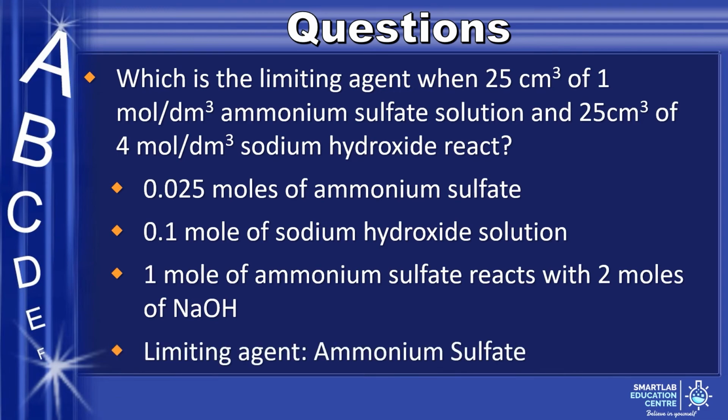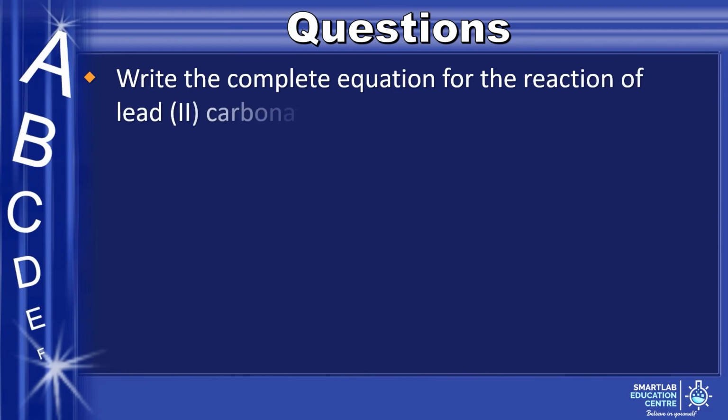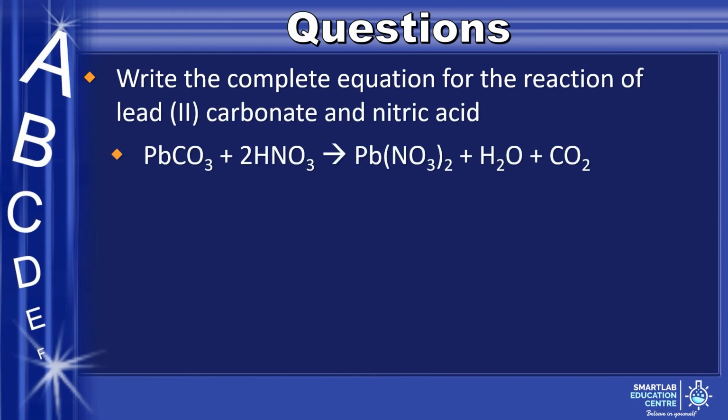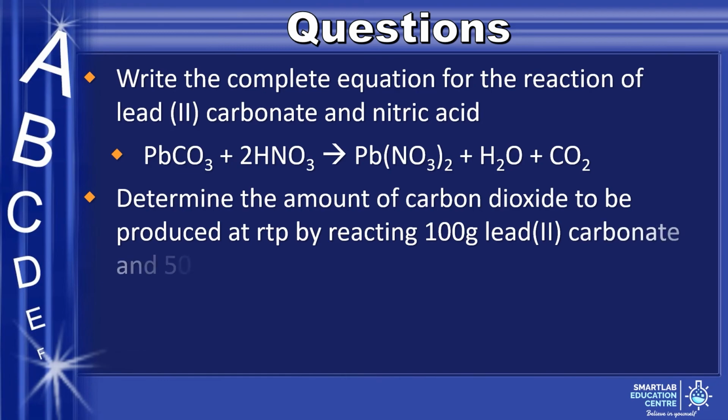First, write the complete equation for the reaction of lead carbonate and nitric acid. The answer is as follows. With this equation, determine the amount of carbon dioxide to be produced at RTP by reacting 100 grams of lead carbonate and 50 centimeters cube of 5 moles per dm cube of nitric acid. The answer will be 0.125 times 24, which is 3 dm cube.